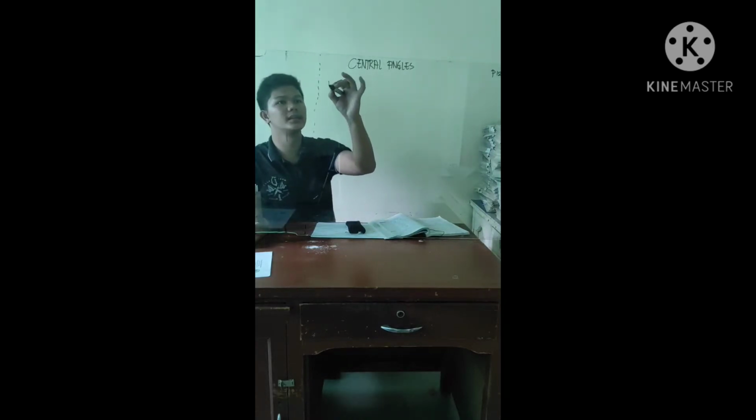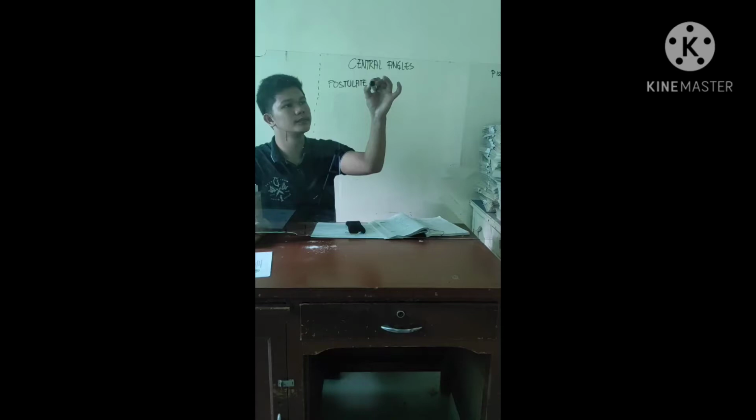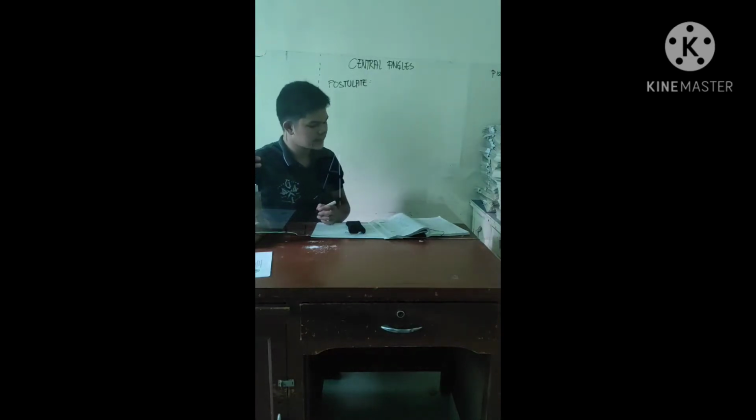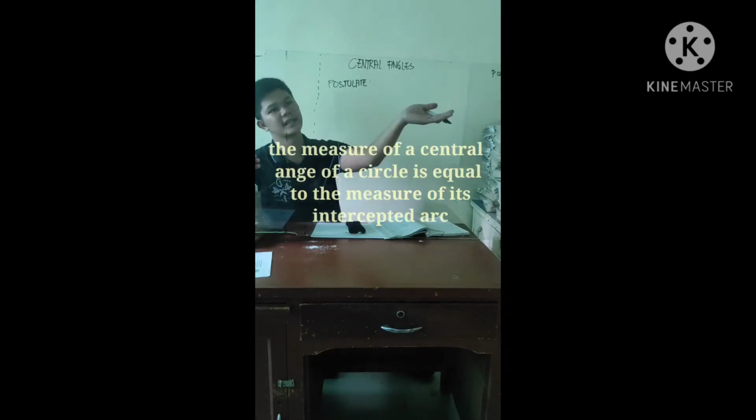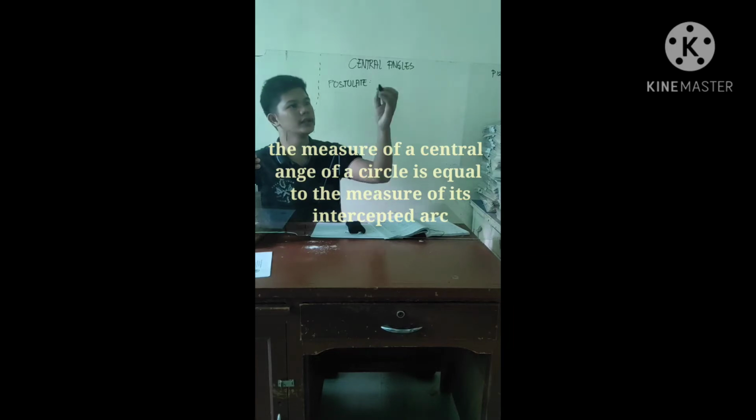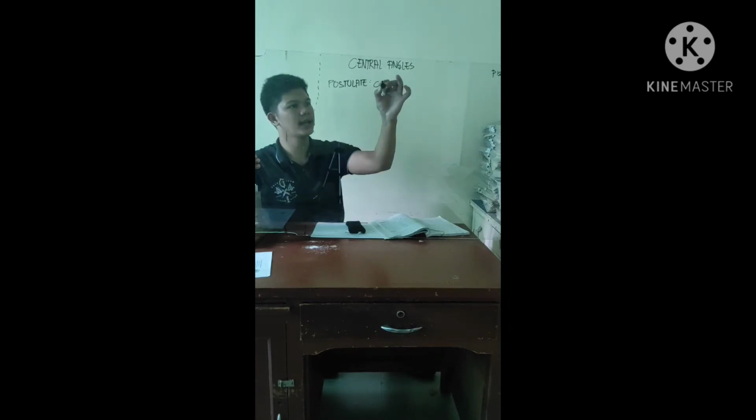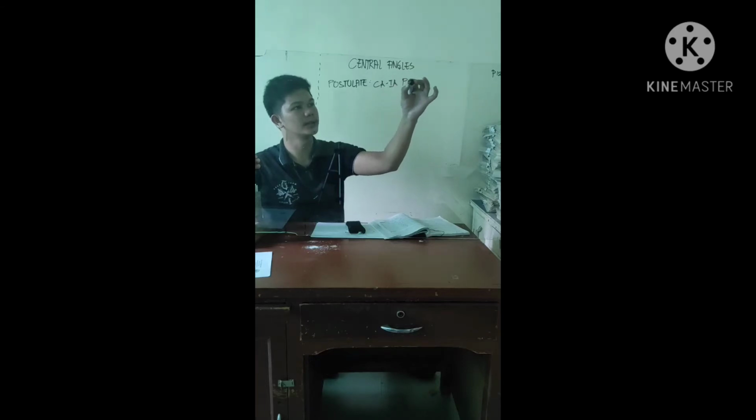Okay, so now we are going to discuss the postulates. So first postulate, okay, is the central angle intercepted arc postulate, or CAIA postulate.